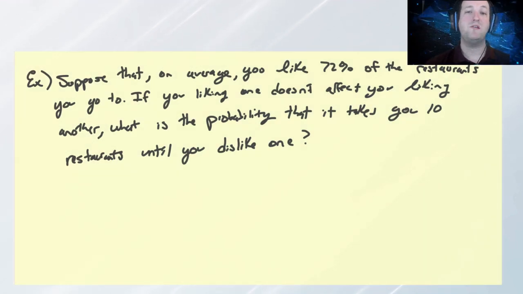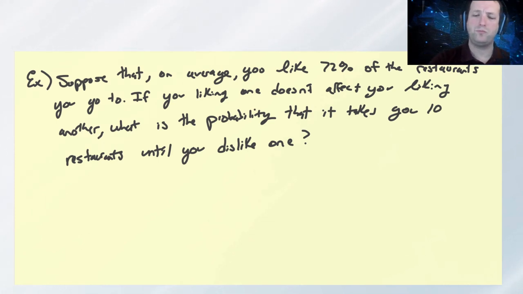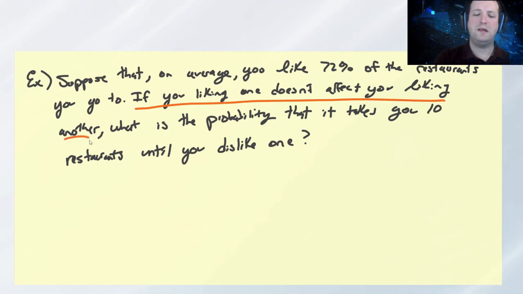All right, consider this example. Suppose that on average you like 72% of the restaurants that you go to. If you liking one does not affect the outcome that you like another, what is the probability that it takes you 10 restaurants until you dislike one of them? So let's just pick apart this problem and understand why we're going to use a geometric distribution to find this particular probability. Firstly, you liking one does not affect you liking another.